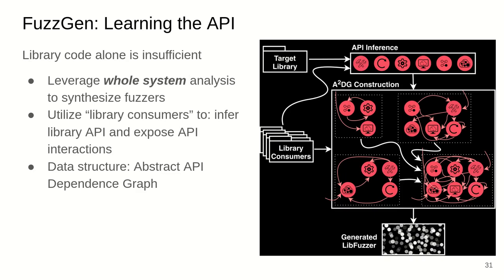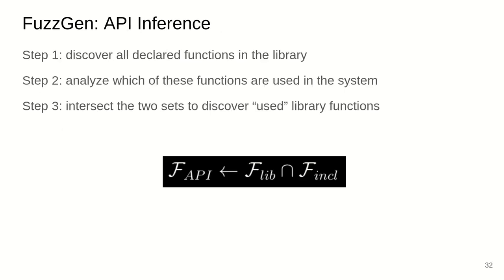So in FuzzGen, we are trying to learn the API. We have a target library. We try to infer, using a whole system analysis, how the API is actually being used by analyzing the library consumers. Our key intuition is that if we have a library as our target, we will find a certain number of programs that are actually using the library, and then we analyze how these programs use the library and abstract this into an abstract API dependence graph, right? This graph allows us to figure out how the different parts interact with each other, and then based on it, we can create new fuzzing stubs by just doing a random walk through this graph.